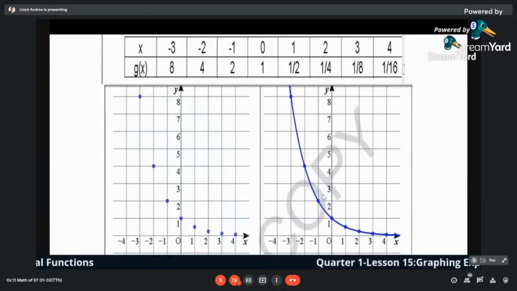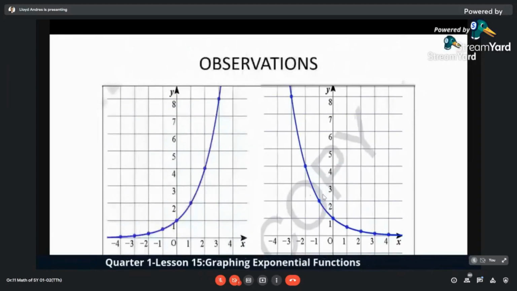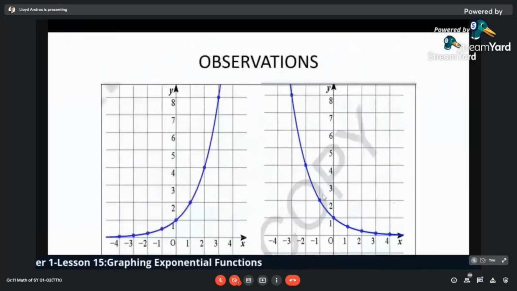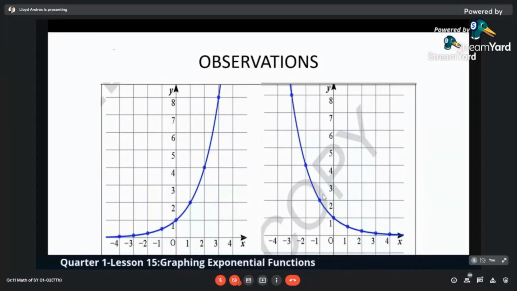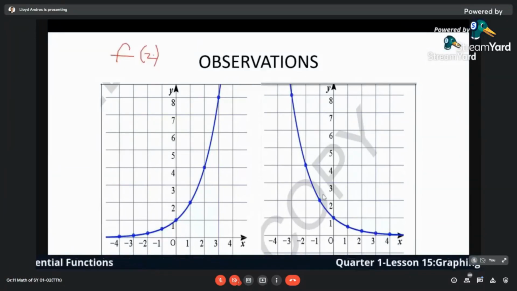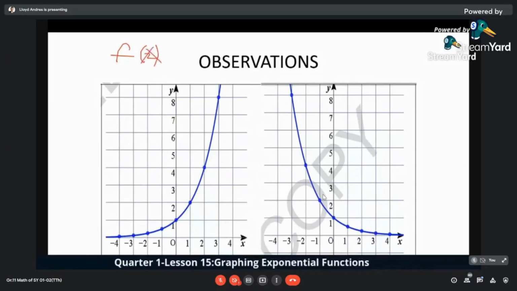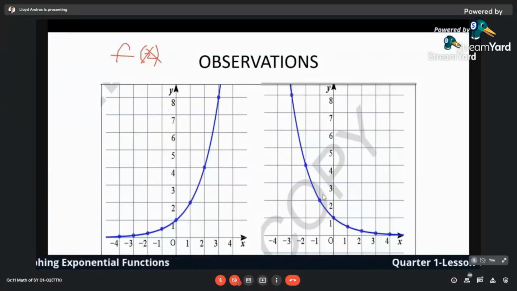Let's try to observe these two. In this graph, the one on the left is the graph of f of x equals 2 raised to x. I hope you can see it. While the one on the right is f of x equals 1/2 exponent x.